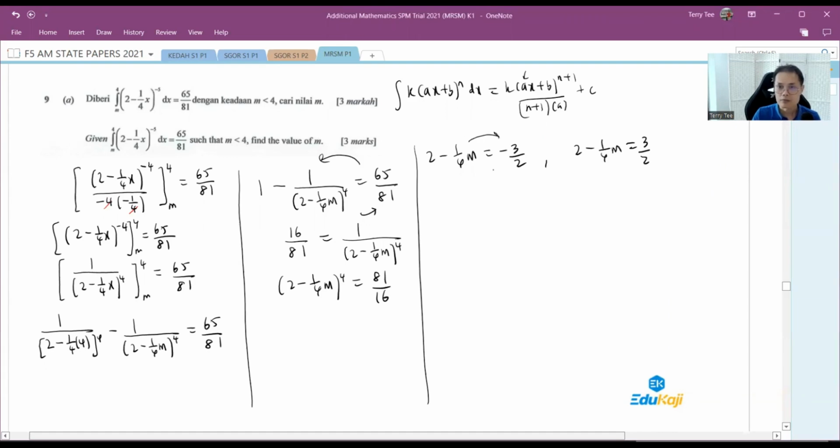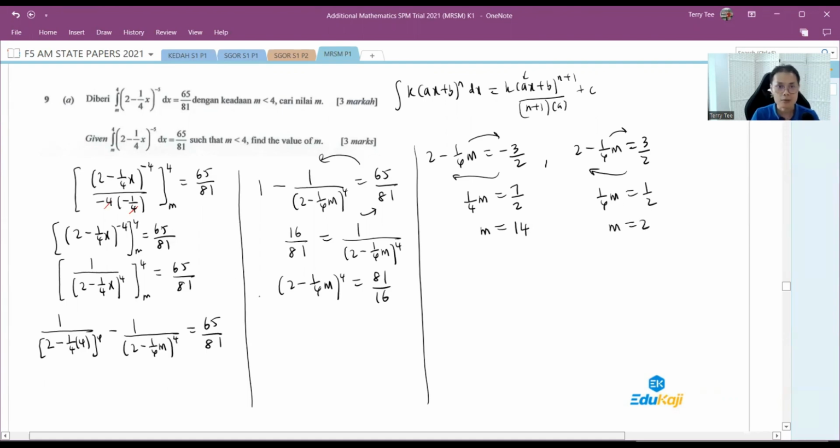Okay, now I'd like to bring this over. 2 plus 3 over 2 is 7 over 2. So the negative 1 over 4 m I bring to the right, it becomes positive 1 over 4 m equals 7 over 2. Multiply over, cancel 2 and 4, left with 2, 7 times 2, sorry, 14. So m is 14. For the other one, you bring over, 1 over 4 m is now 2 minus 3 over 2, which is now 1 over 2. Multiply over, m is 2.